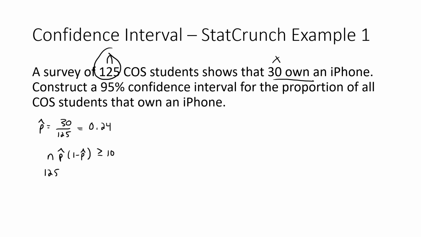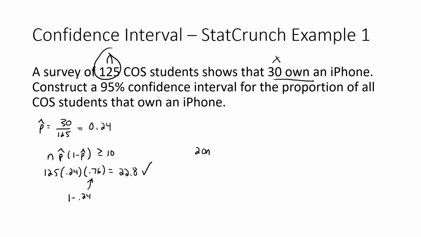N is 125. p-hat is 0.24. 1 minus p-hat is 0.76, 1 minus 0.24. When we multiply that out, we get 22.8, and that is 10 or above. So that condition is met.